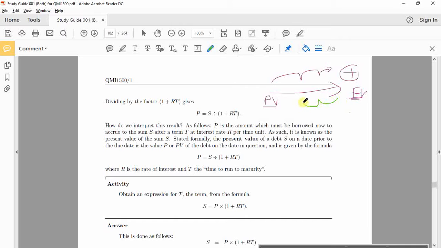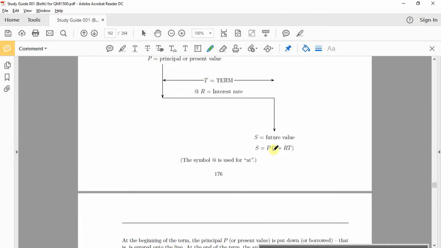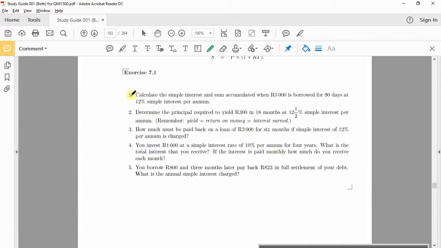Because you're going back. So you're starting with the future value and you're getting to the present value. Then that would be negative, going smaller. So principle, that's fine. That's moving backwards and forwards. And they've given you some examples.